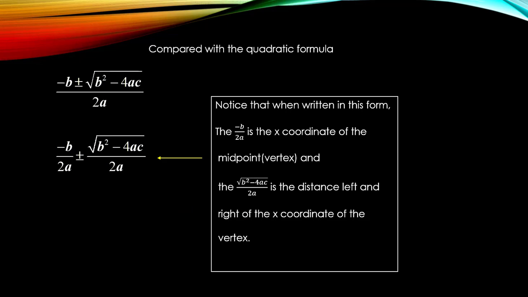Let's compare that now to the quadratic formula, which you're all familiar with. Typically written like this. I'll almost always write it like this, because in this form, that minus b over 2a is a coordinate of the midpoint or the vertex. We saw that was 7 in our previous one. And then this term, the square root of b squared minus 4ac over 2a, is the distance left and right of the x-coordinate of the vertex.